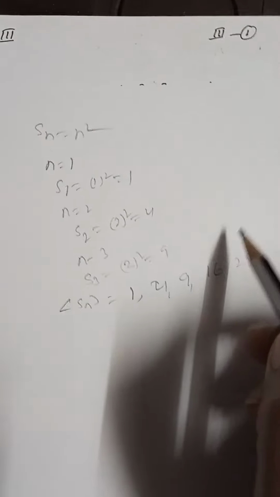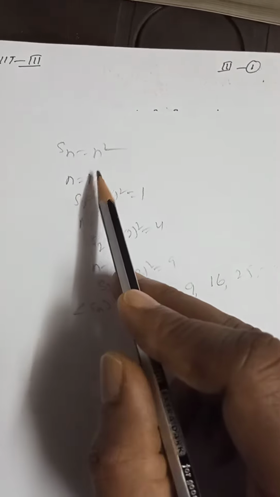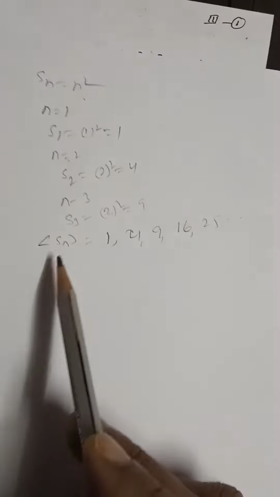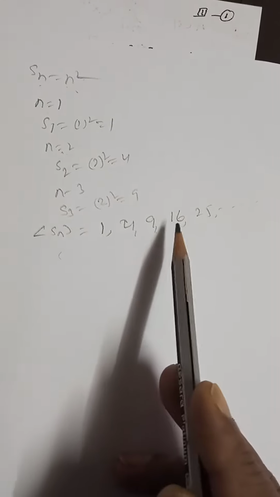This is the sequence, okay? This is the nth term. Sn is equal to n square. The sequence is defined by Sn is equal to n square. When n is equal to 1, I got S1 is equal to 1 whole square. When n is equal to 2, S2 is equal to 2 whole square. When n is equal to 3, S3 is equal to 3 whole square, like that. That means S1, S2, S3 and so on, all these are called terms of the sequence. First term in the sequence, second term in the sequence, third term in the sequence and so on, right? Therefore the sequence is 1, 4, 9, 16, 25 and so on.